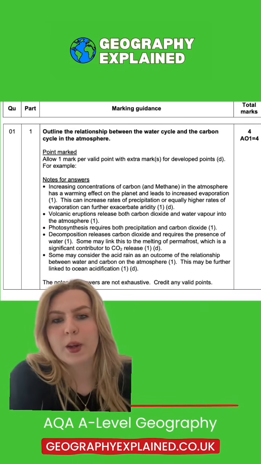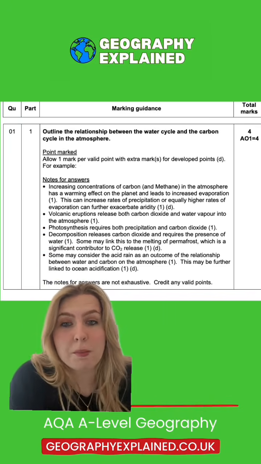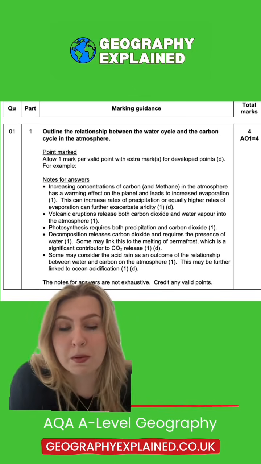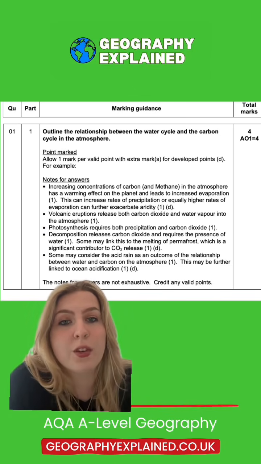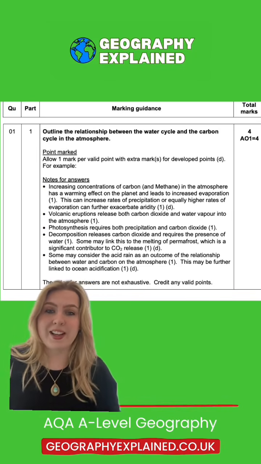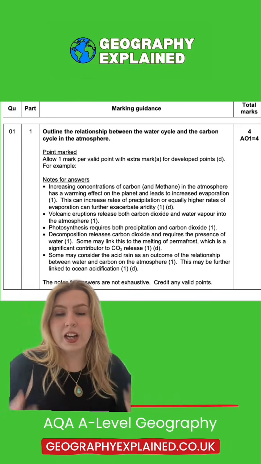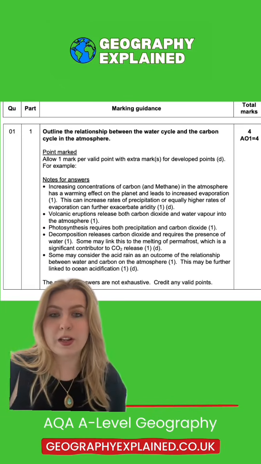So the first thing that we could talk about is how increasing concentrations of carbon, but also methane, which remember is made partly of carbon, CH4, in the atmosphere has a warming effect on the planet, and that in itself is going to lead to increased evaporation. Personally, I think that is the clearest interlinkage between the two of them.